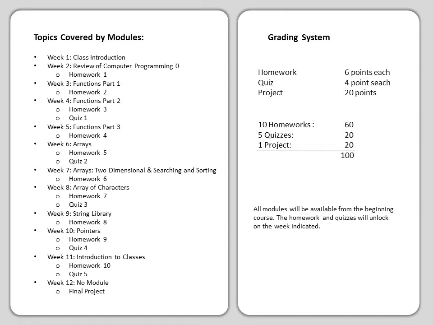Finally, on the 12th week, there is no module, only a project that covers most of the material discussed in this course. Now on your right-hand side, you'll see that each homework is worth 6 points to your final grade. Quizzes are worth 4 points each, and the final project is worth 20% of the course. That's 10 homeworks for a total of 60 points, 5 quizzes for a total of 20 points, and then the final project is 20 points. And this is the weight of everything to passing the class.